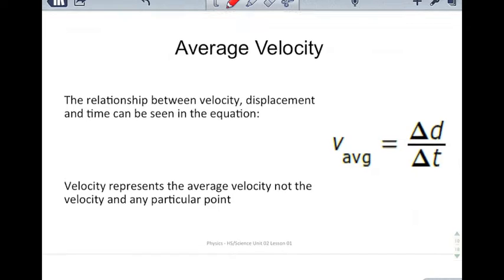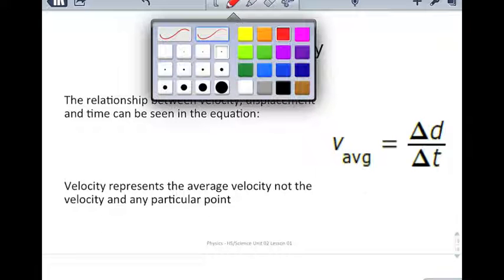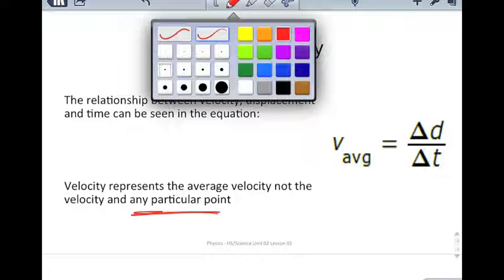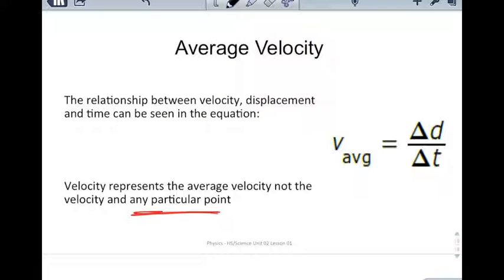Average velocity represents kind of an average of how fast you're going for the whole trip. It's not how fast you're going at any one particular point. It's taking the whole trip: how far you are from where you started divided by the time. It does not represent any particular point. So you can't say, oh, since the average velocity was 60, I wasn't speeding. You can't do that, because you could have been going 70 and then going 50. So you can't exactly use average velocity to figure out whether or not you should get a ticket.